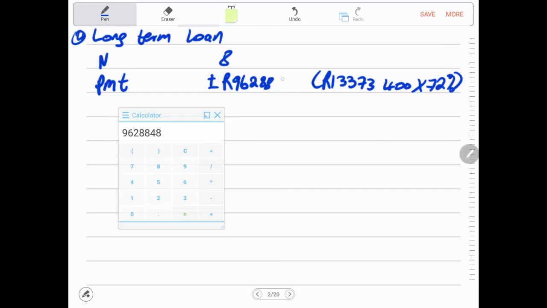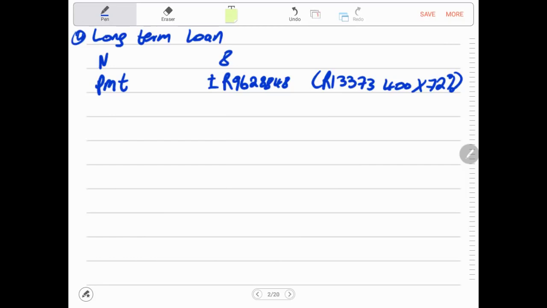Then we multiply this by 0.72, meaning our interest after tax will be 9,628,848. Okay, it's 9 million. It's a bit big amount. So this is our interest that we pay to the bank every year.